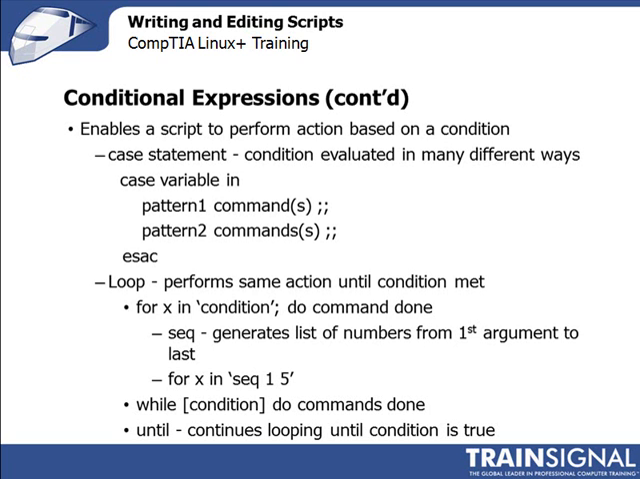Seq generates a list of numbers starting with the first argument and goes on to the last, or for x equals seq space 1 space 5. This has the loop execute 5 times, with x incrementing once for each pass. Until is another type of loop, and it executes until the condition becomes true.